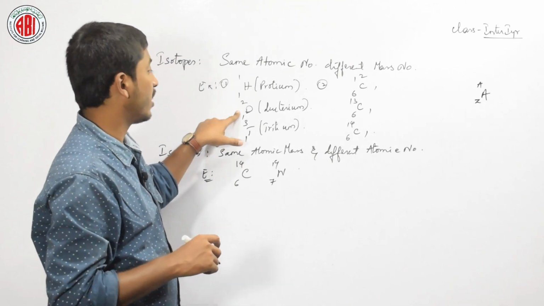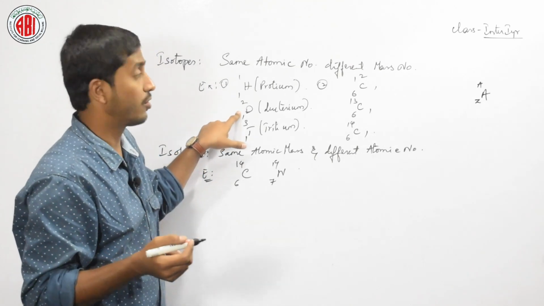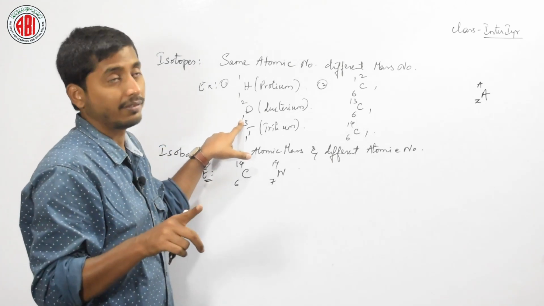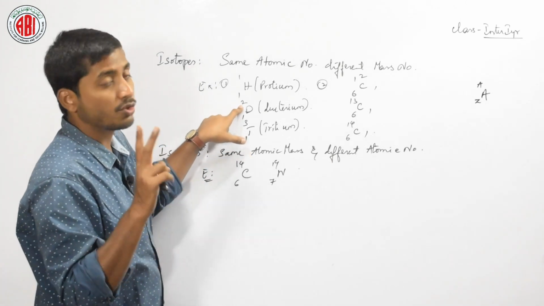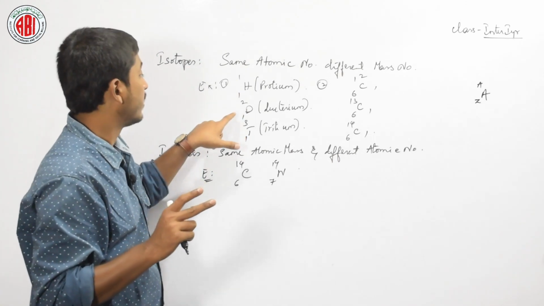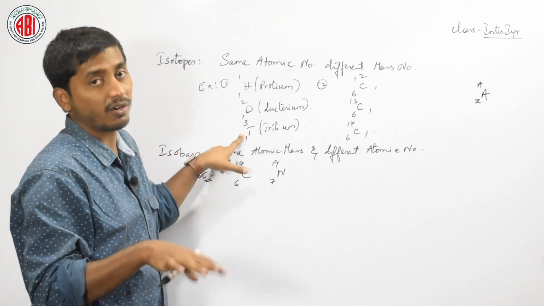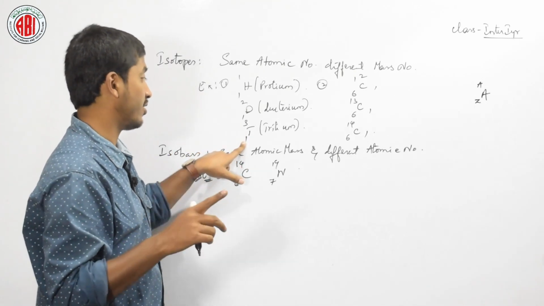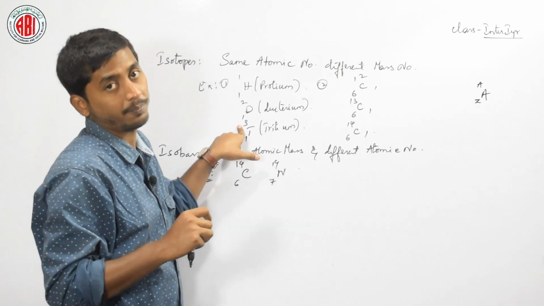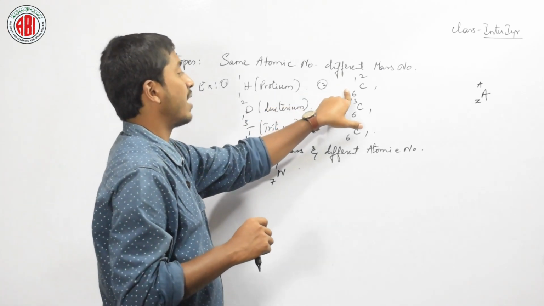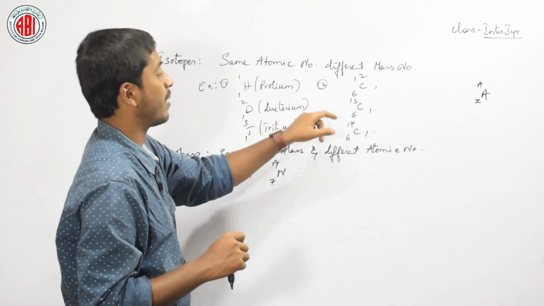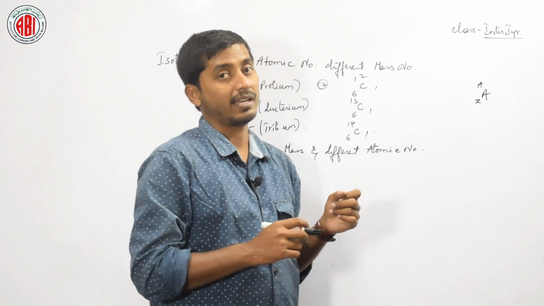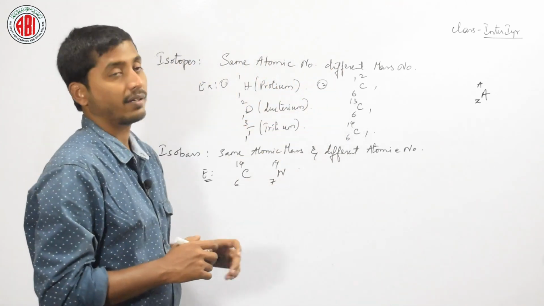And when it comes to deuterium, deuterium is also a kind of hydrogen isotope, whose atomic number is again 1 and mass number is 2, right. And when it comes to tritium, it is also one of the isotopes of hydrogen whose atomic number is 1 and mass number is 3, right. And one more example is carbon-12, carbon-13 and carbon-14, right. These three atoms have the same atomic number, that is 6, and different mass numbers, right.